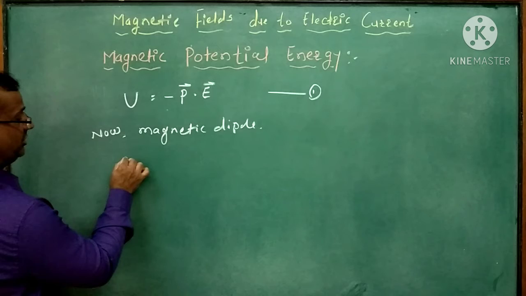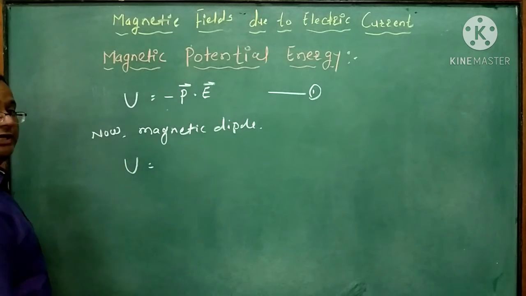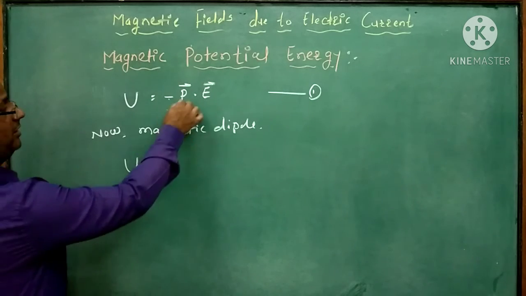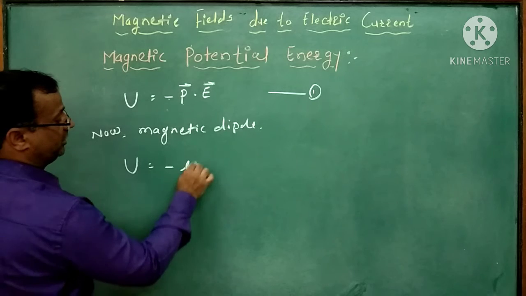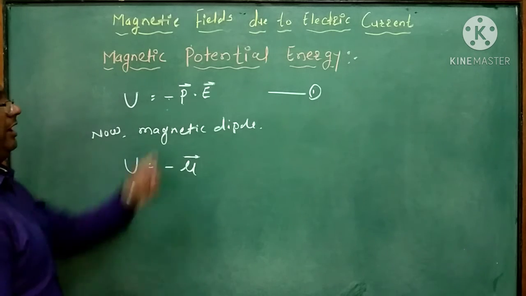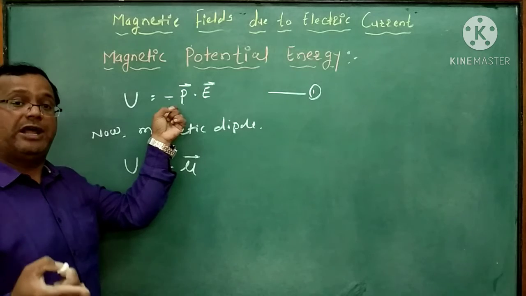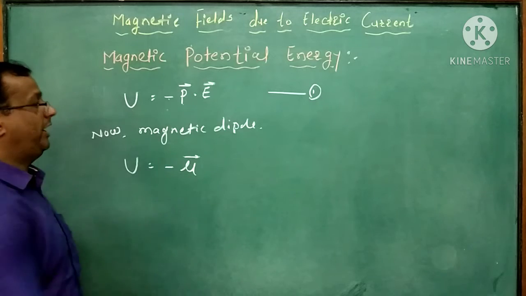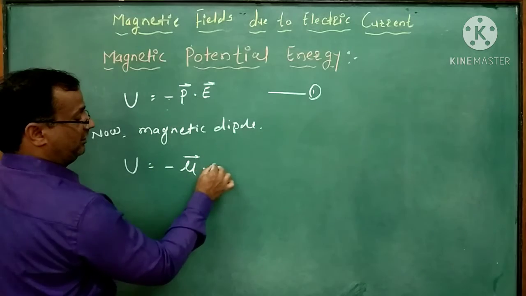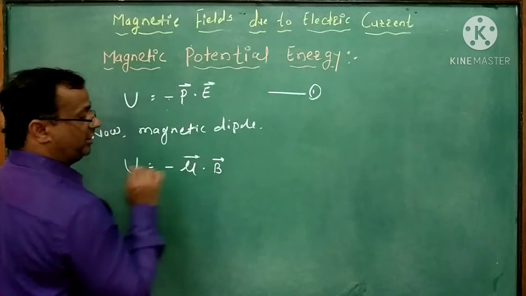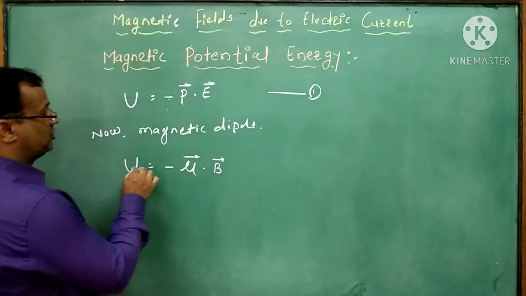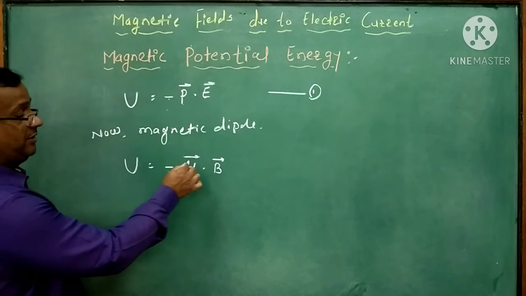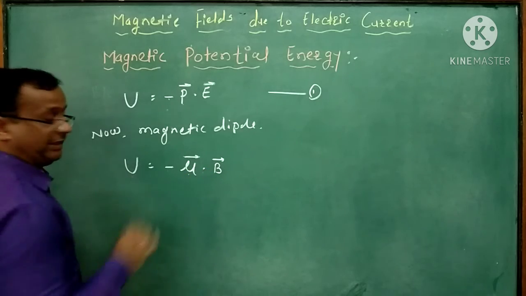Right? So magnetic potential energy, which is also represented by the letter U. Here this will be the minus sign. Now instead of P, here we take the letter mu. Here P represents the electric dipole moment. Here mu represents the magnetic dipole moment. And now here E is the electric field. Then instead of the electric field, we write down the magnetic field. So we get magnetic potential energy equal to minus mu dot B.